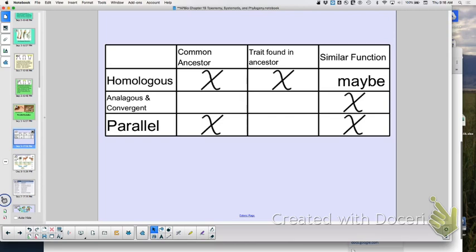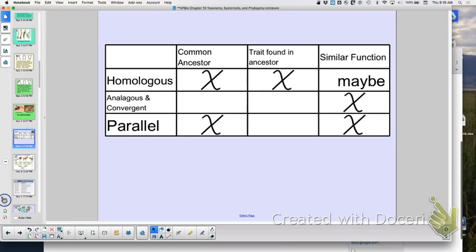So homologous structures, do they have a common ancestor? Yeah, and the forelimbs of those animals, that's your common one right there. So common ancestor is a trait found in the ancestor? Yes. And could it have a similar function? Yeah, a bird and a bat have a similar function. A bird and a human don't have a similar function, but they could.